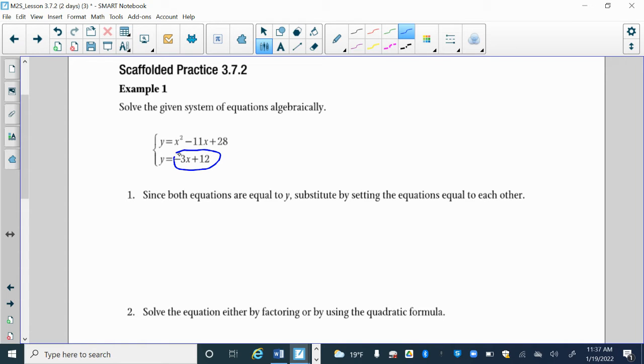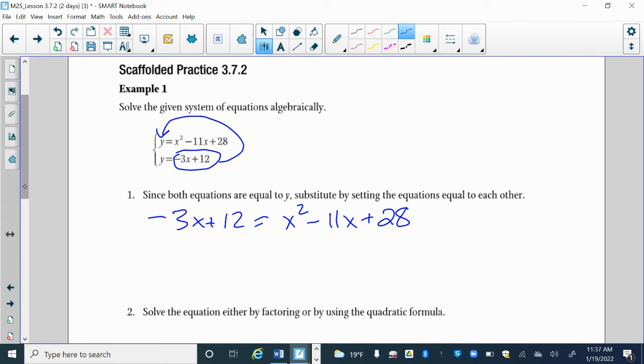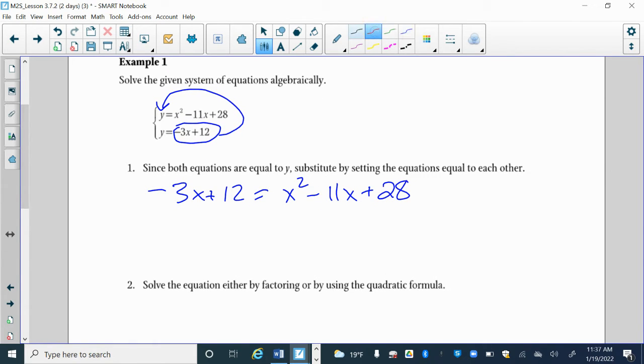So let's take negative 3x plus 12 and put that in for y in the other equation. So then we'd have negative 3x plus 12 equals x squared minus 11x plus 28. Notice what we have here. We have a quadratic equation with just x's. This is what we did at the end of first semester and even earlier in this unit, right? We can solve this quadratic equation.